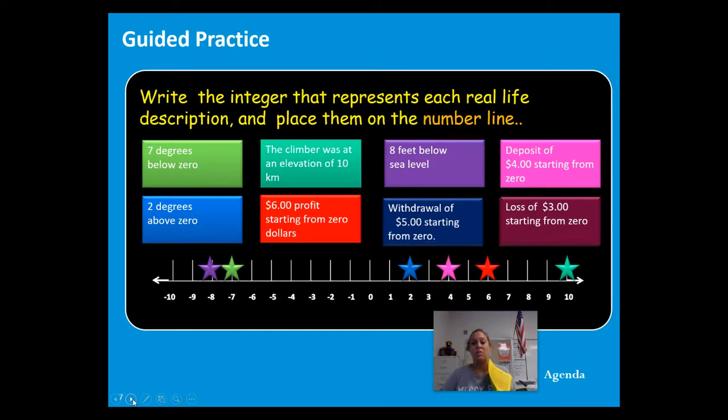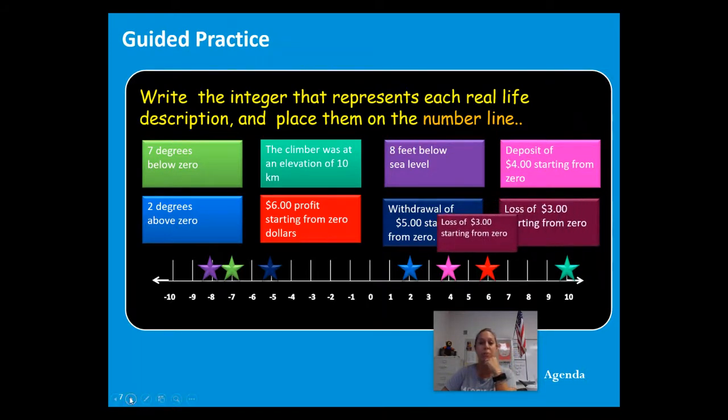Withdrawal of $5 starting from 0. So I have nothing, but I take 5 away. Okay, which technically your bank probably wouldn't let you do. But if we have nothing and we take 5 away, now we owe 5. A withdrawal is negative. And then loss of $3 starting from 0. So again, if I lose something, it's a negative. So that will be at -3.